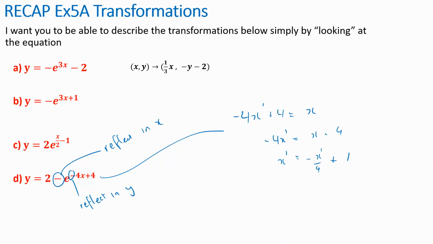It's moving to the right by 1. And I'm also now missing just the dilation, which is dilation of factor 1/4 from the y-axis. So I'm affecting my x values. Okay, how's that feel? Pretty good?